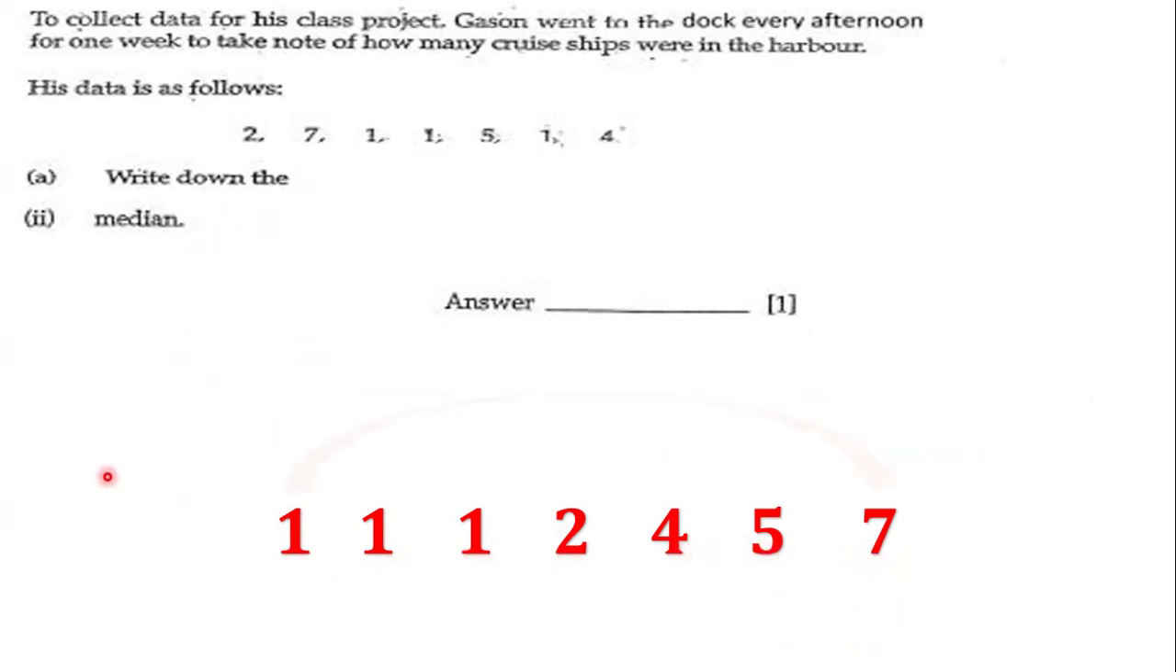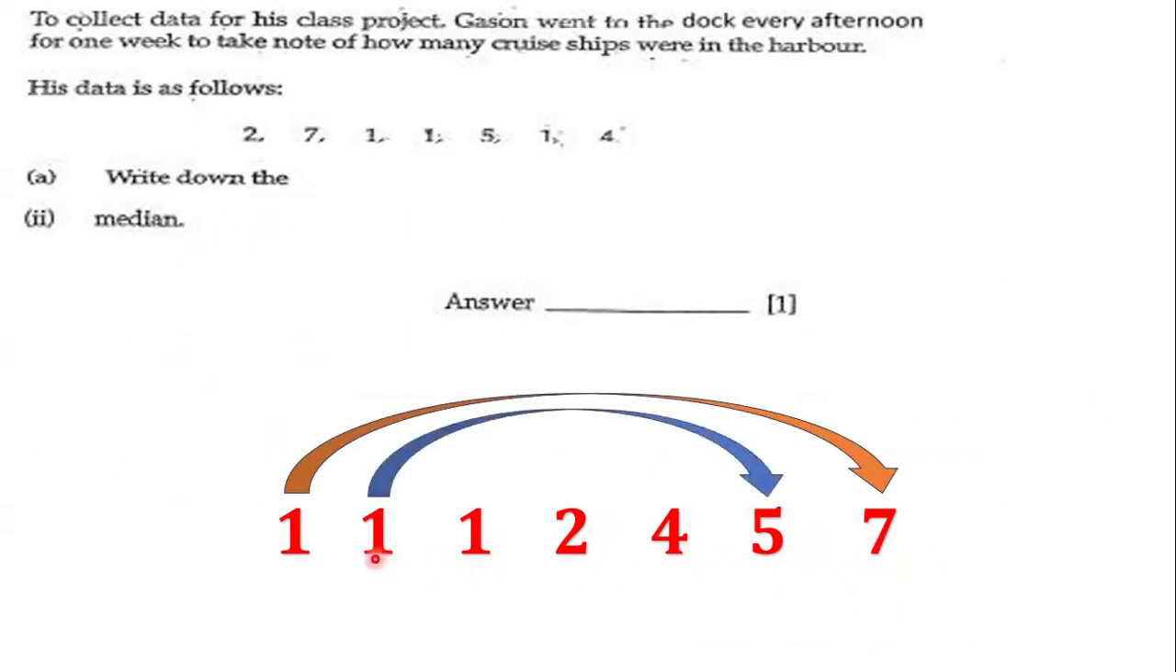Next, the 1 goes with the 7. This 1 goes with the 5. The 1 goes with the 4. And so we are left with 2 in the middle. And that means that 2 is the median because the median is the number in the middle once the numbers are already arranged in ascending order.